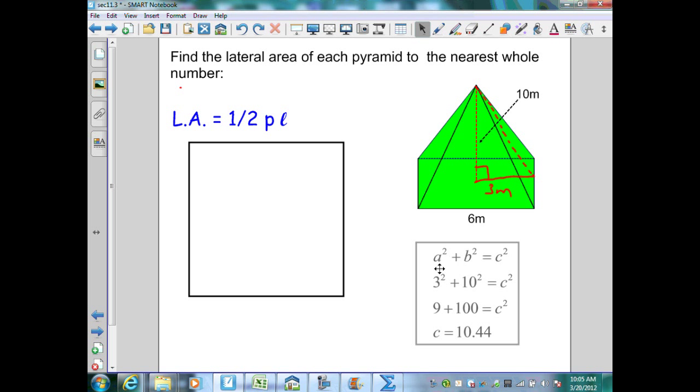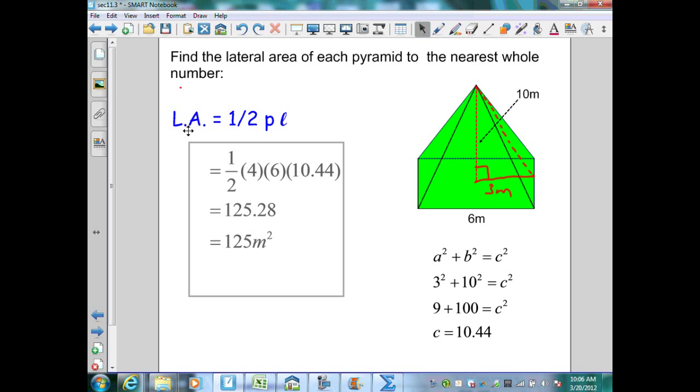When I do that, I know the Pythagorean theorem is a squared plus b squared equals c squared. Substituting in my known values, which is 3 and 10, I get 9 plus 100. Therefore, c squared is equal to 109. The square root of both sides is 10.44. Therefore, when I substitute in, I'm going to get my lateral area to equal 1/2 P, where P is 4 base edges times the length of each base edge, which is 6, times the slant height, which I know to be 10.44.